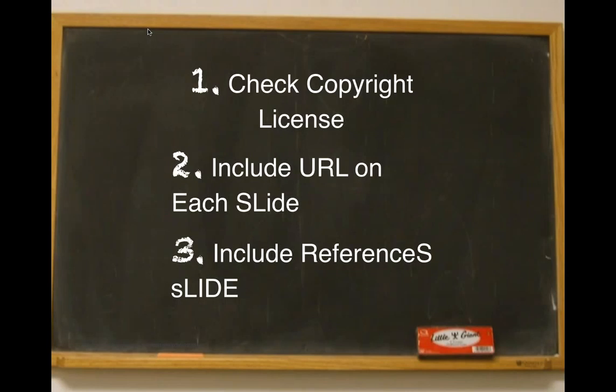If you are reproducing an image in your presentation, you need to follow these three steps in order to cite it correctly. Check the copyright license. Make sure the image is licensed for reuse under Creative Commons. And then include an image URL on each slide where the image appears in the presentation. If you look to the bottom left of this slide, you can see there is a URL here. It is extremely light and it is not prominently placed.